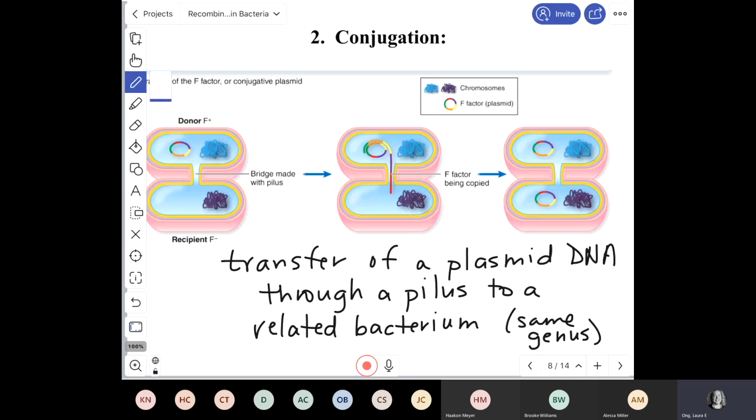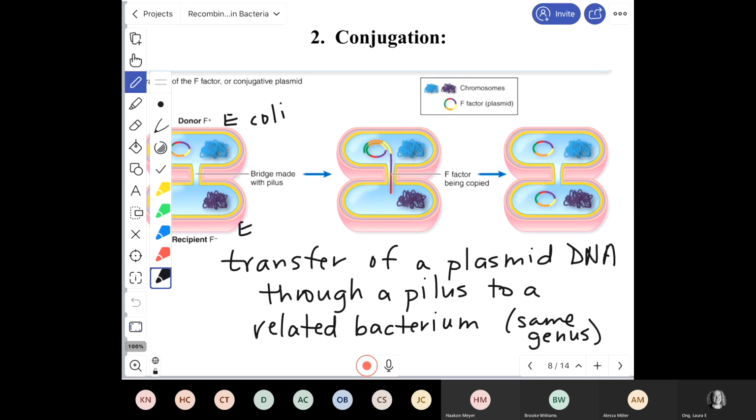In the whole world of bacterial recombination, conjugation is less common than transformation because it has a lot more requirements. So these two bacteria have to be basically the same kind of thing, like E. coli and E. coli.